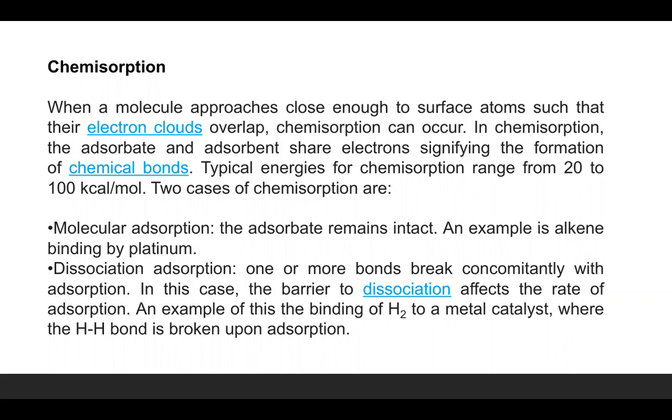In chemisorption, the adsorbate and adsorbent share electrons, signifying the formation of chemical bonds. A chemical bond is a lasting attraction between atoms, ions, or molecules that enables the formation of chemical compounds. The bond may result from the electrostatic force of attraction between oppositely charged ions, as in ionic bonds, or through the sharing of electrons.